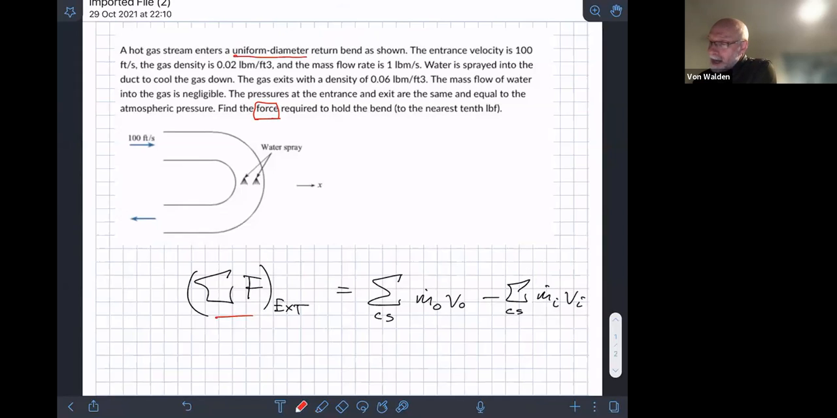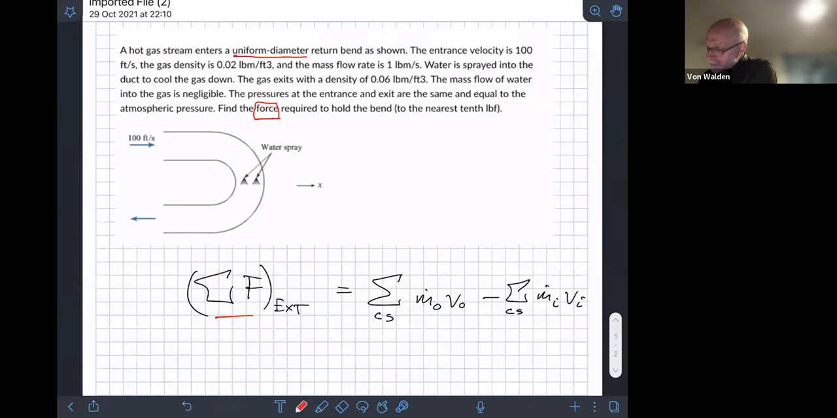But in any case, we have a hot stream of gas entering here at 100 feet per second, and it's coming into this bend. But what we have here is a water spray, which is changing the temperature and the density of the fluid, which is going to change. Since the density is changing, the mass flow rate changes.